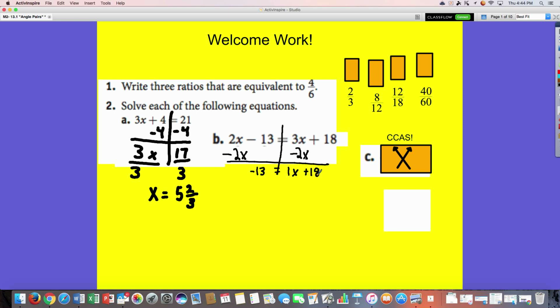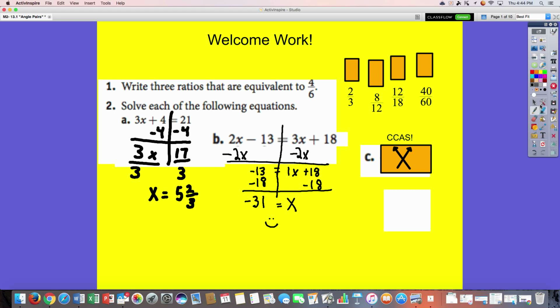So now how do I get the 18 over there? Well, it's the opposite of positive 18. You guessed it, negative 18. Same. Remember, when we're adding integers like this, these will cancel each other out. I'm left with just x on this side. And over here, negative 13 and negative 18 is negative 31. Did you get that right? I bet you did.